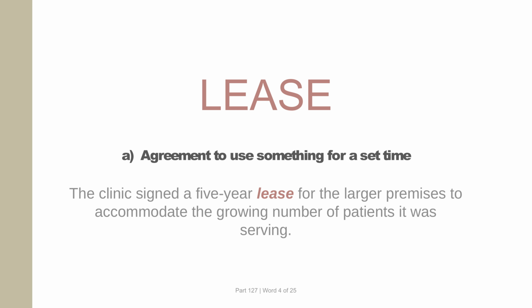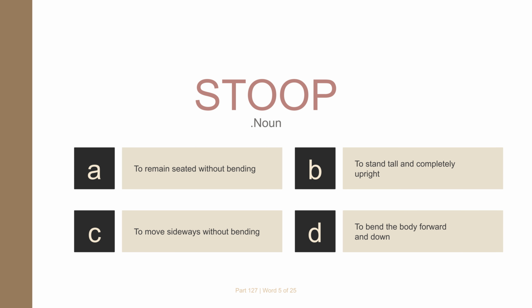Question 5. What is the meaning of stoop? Option A. To remain seated without bending. Option B. To stand tall and completely upright. Option C. To move sideways without bending. Option D. To bend the body forward and down.